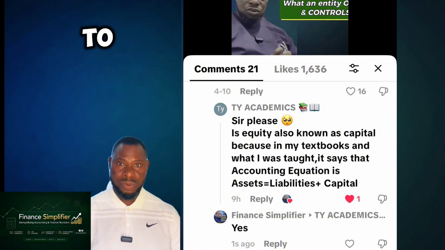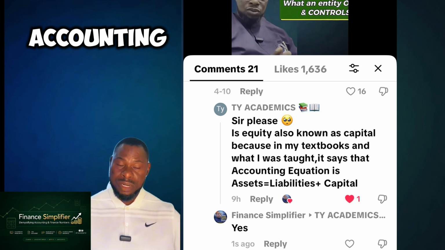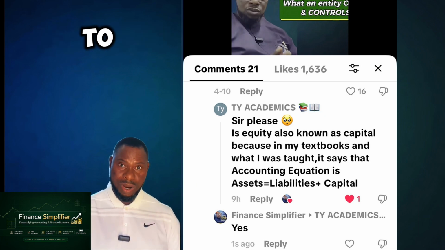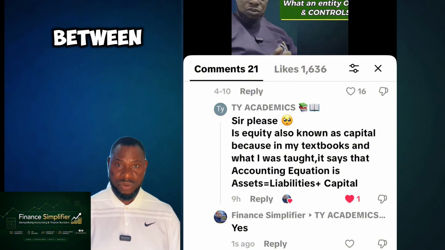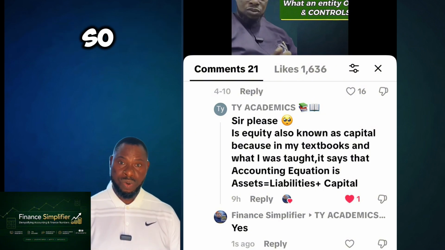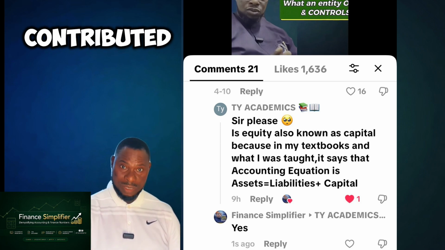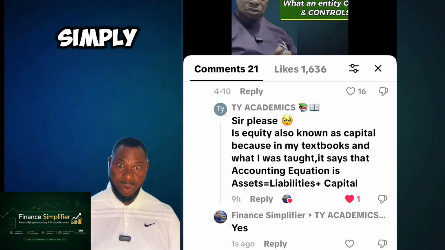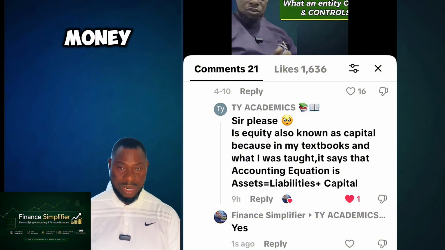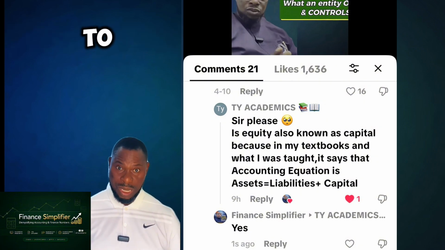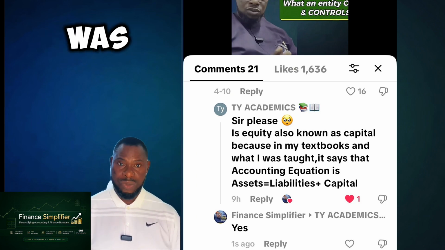Firstly, I want to explain that when accounting was growing, we used to have more sole proprietorships where you could not differentiate between the owner and the business. So what the owner contributed to start the business was simply called capital. You accumulated your money and introduced it into the business to start the business, so we call it capital. Once we say asset equals liability plus capital, it was enough.